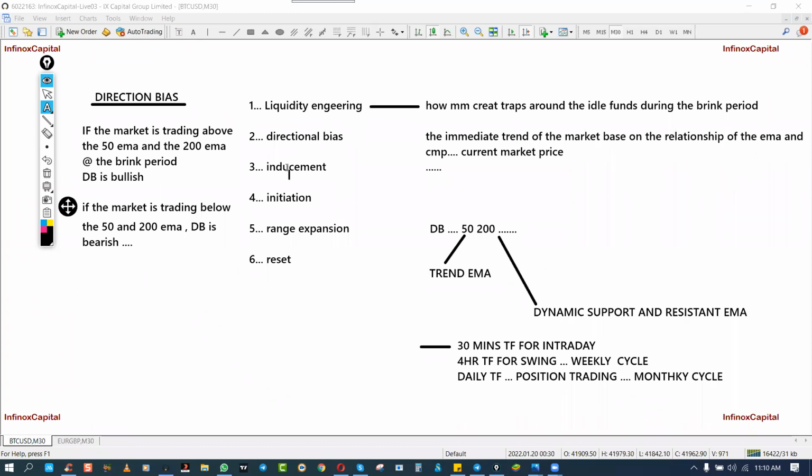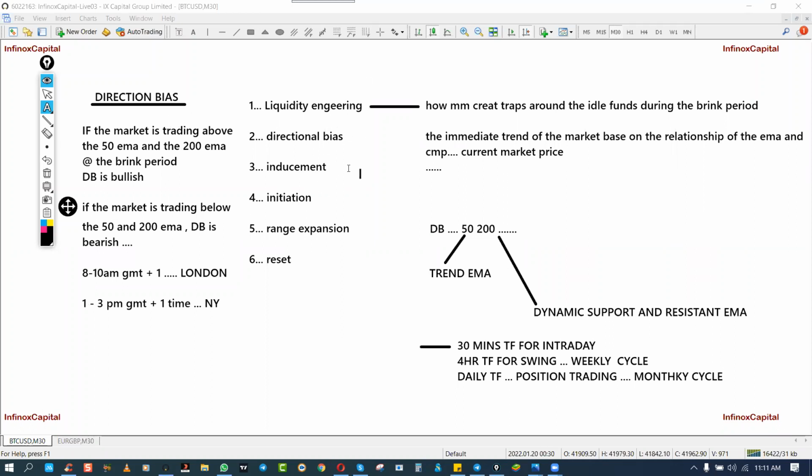So now, the blink period is between the 8 to 10 a.m. GMT plus 1 time, and also between the 1 to 3 p.m. GMT plus 1 time for New York, okay? New York, and I will say this one also for London session.